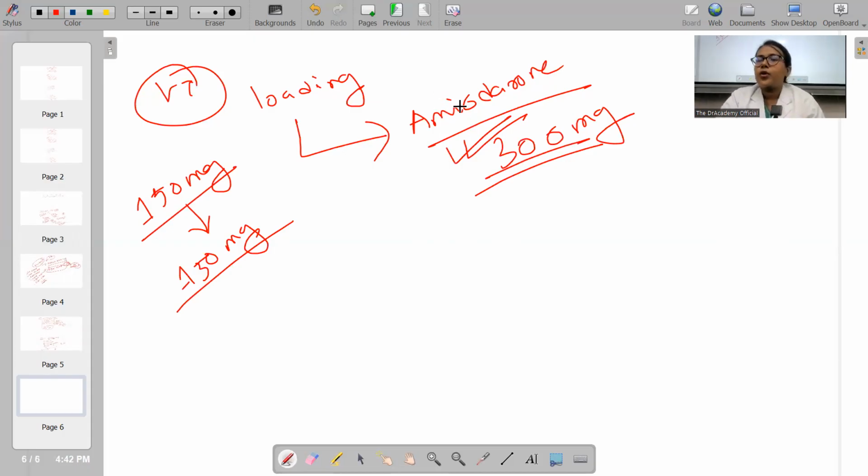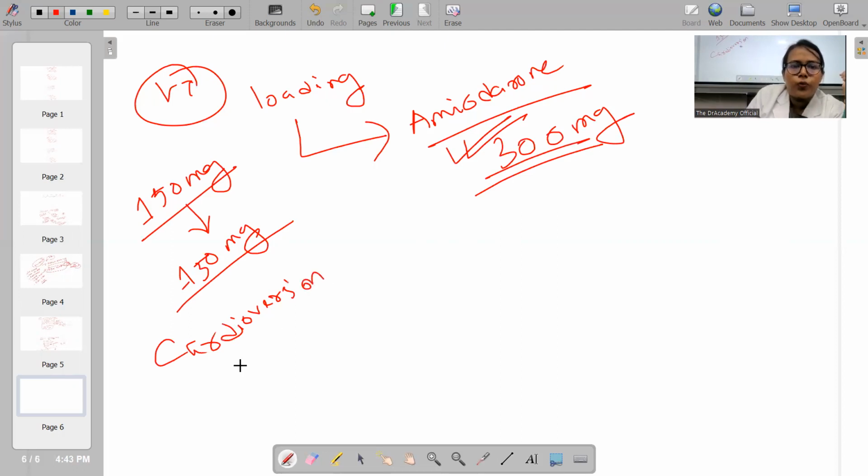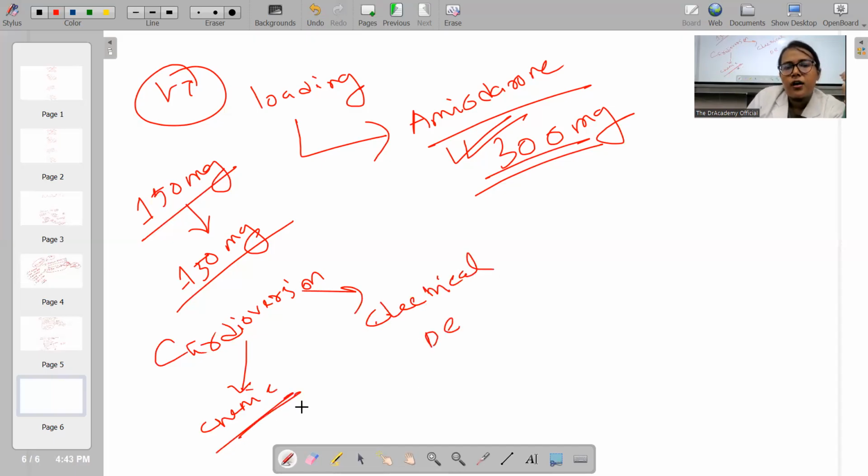When we are trying to make the rhythm go back to normal or sinus rhythm, that process is known as cardioversion. Cardioversion can take place in both ways, chemical or electrical. Electrical cardioversion is done by DC shock, and chemical cardioversion is done by either amiodarone, maybe lidocaine, or flecainide, these types of antiarrhythmic agents.